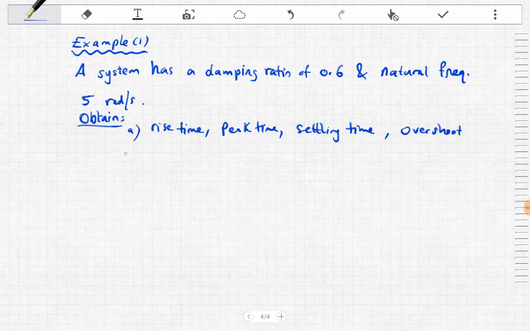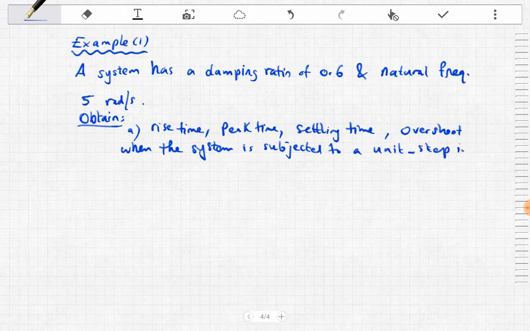Okay. When the system is subjected to a unit step input, because the response that I showed just on the previous page is the response to a step, not a ramp, not anything else. Response to step. So they want to make sure that the input is a step. I will give you 2 or 3 minutes to solve this problem, and then we'll check.